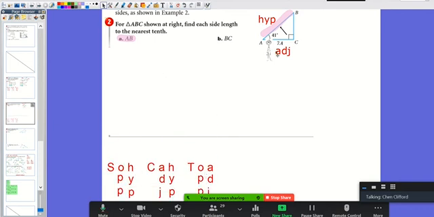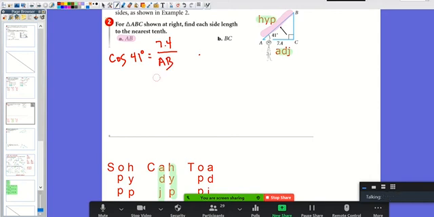Now we're using adjacent and hypotenuse. Okay, we have adjacent and hypotenuse, so we're going to be using cosine. So as of right now, I have cosine of 41 degrees is going to equal adjacent over hypotenuse, which is 7.4 over hypotenuse, or AB.